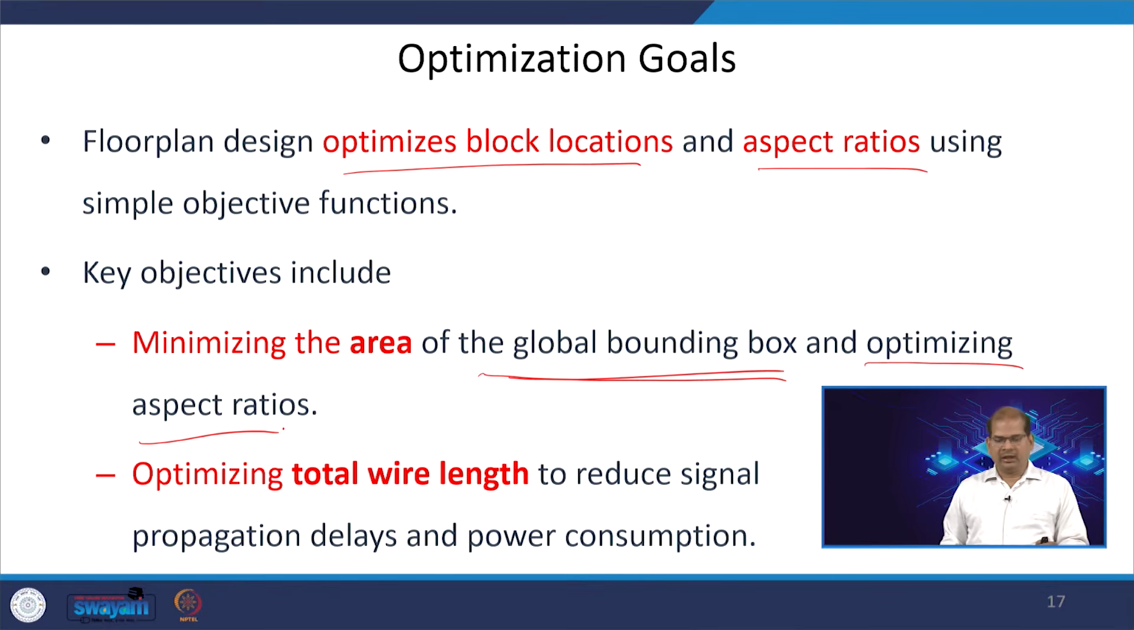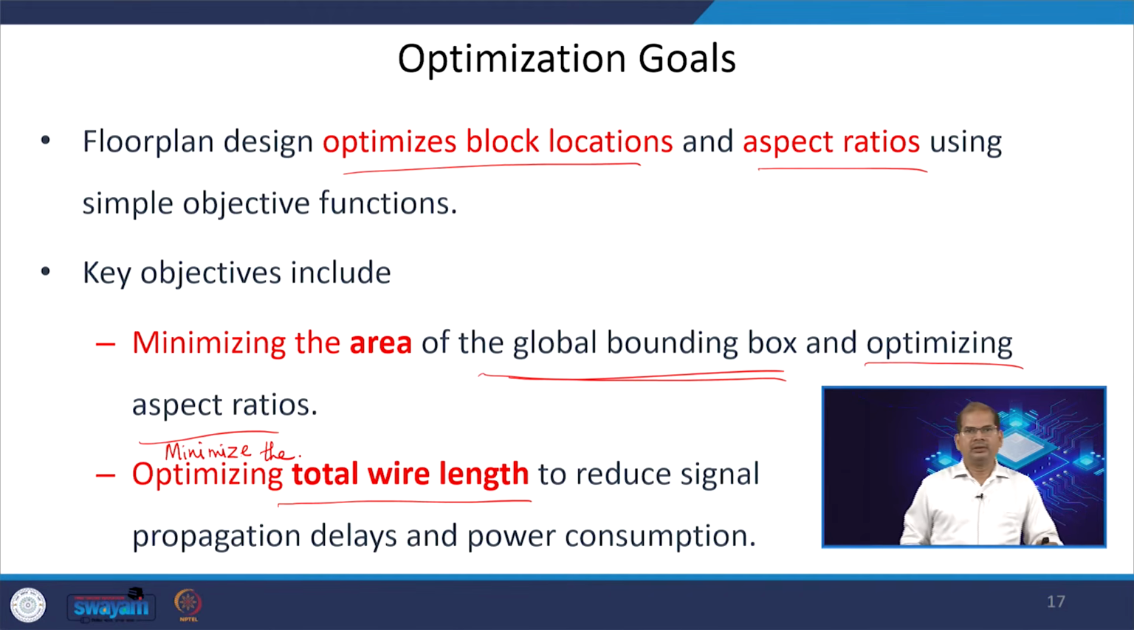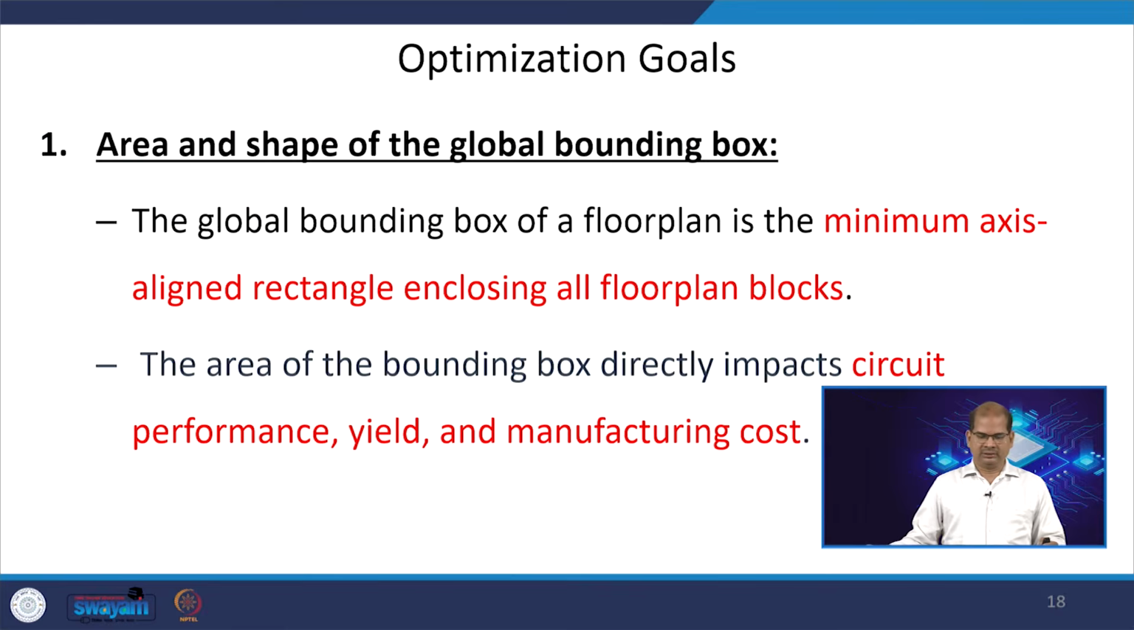Then another objective is total wire length, because the speed of your design is critical for the operation of your design. So, we need to optimize the total wire length. Optimize means minimize. So, it is a minimization problem: minimize the total wire length to reduce the propagation delay and power consumption. If you have less interconnect, your signal propagation delay will also be less.